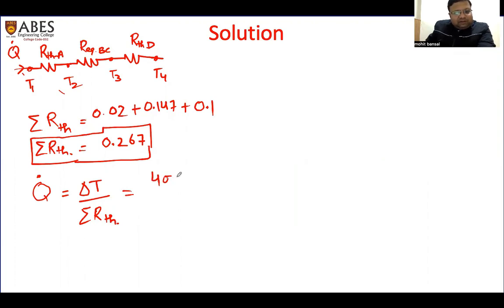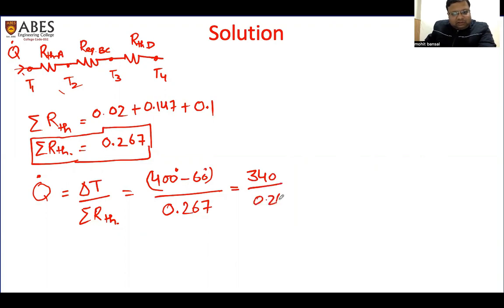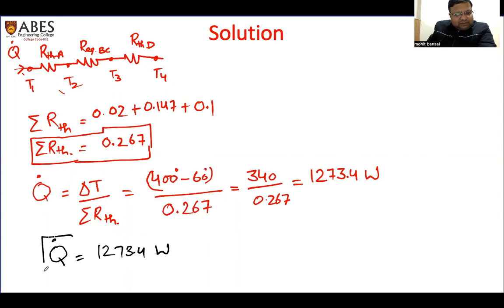So delta T will be 400 degrees Celsius minus 60 degrees Celsius, upon the thermal resistance, that is 0.267. That is 340 upon 0.267, which comes out to be 1273.4 watts. So our final rate of heat flow in this problem comes out to be 1273.4 watts. This is the final answer of our problem.